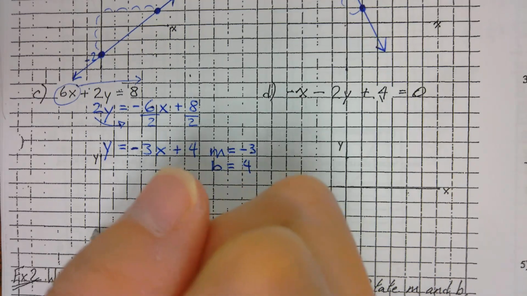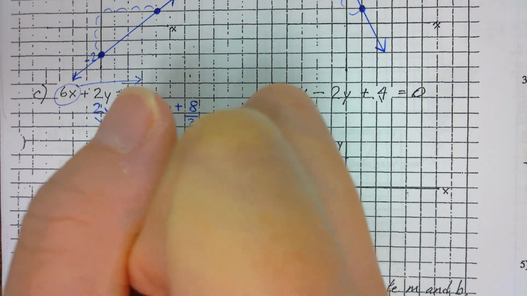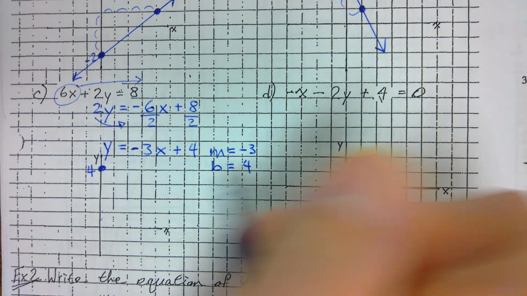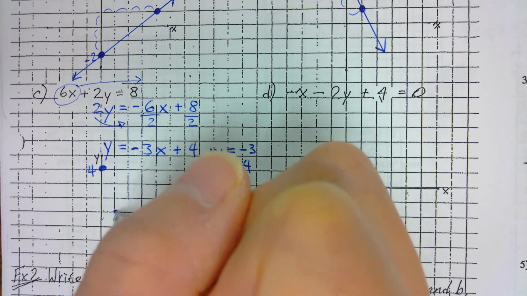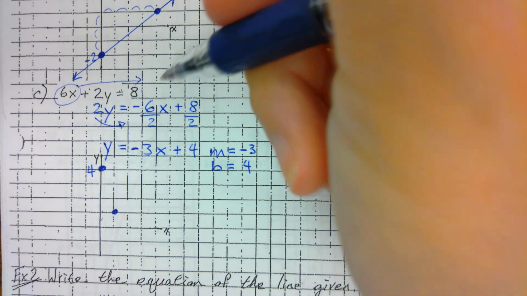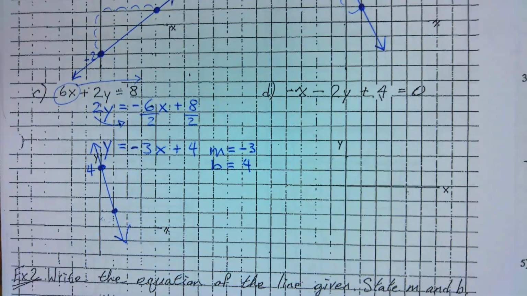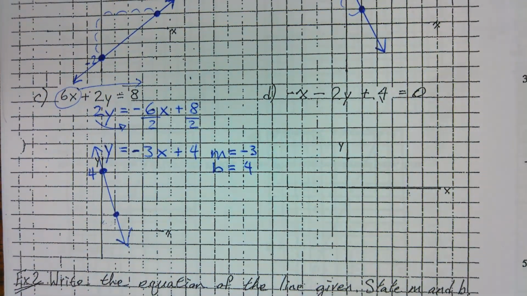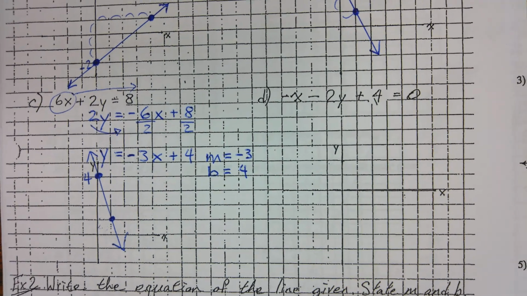Okay, so now I'm gonna graph it. First, plot your y-intercept, and then you're gonna do your slope, -3, so down 3, 1, 2, 3, over 1. Alright, and my line looks like this. Okay, how many of you got the same line? Good, everybody. Nice. Alright.